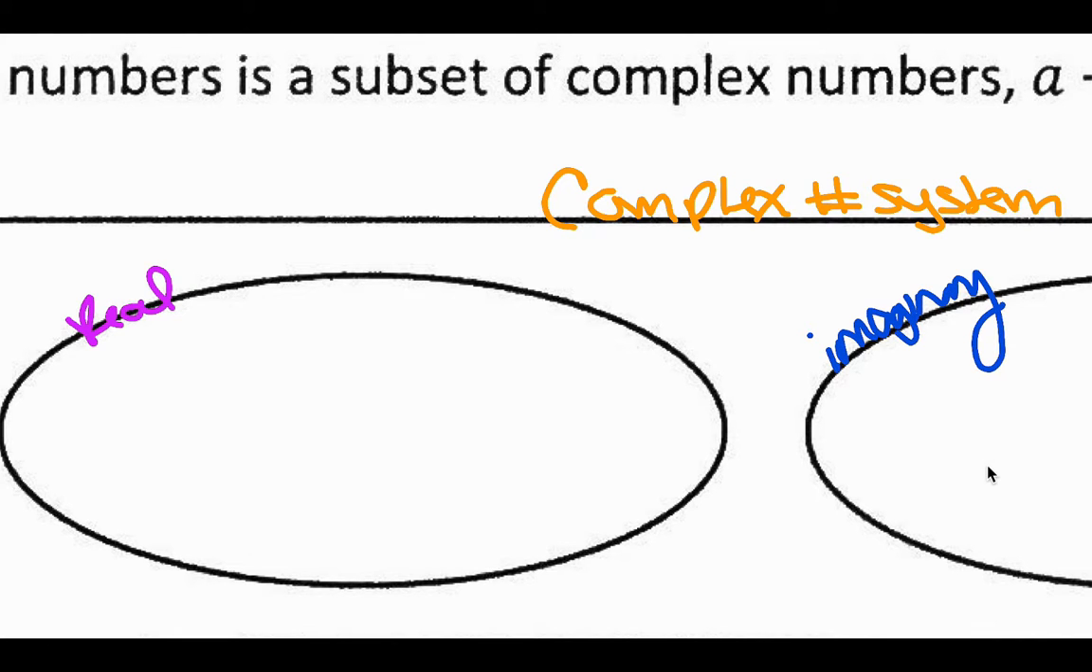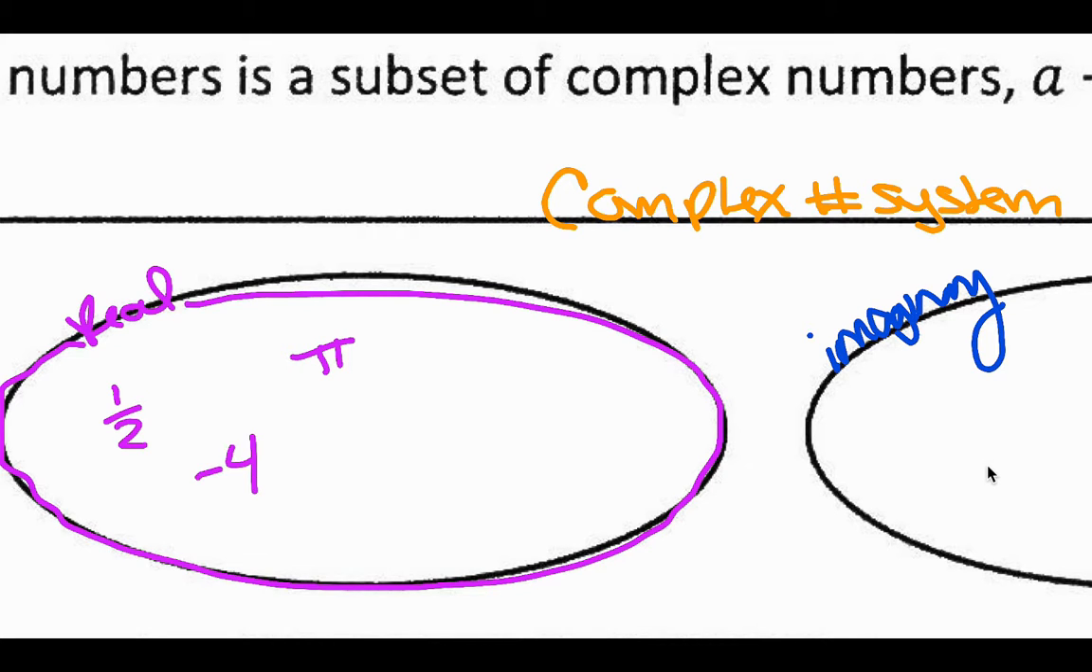So think back to the beginning of the year when we did sets of real numbers, and we had rational numbers, and we had irrational numbers like pi. Then we had integers like the number 4. We had whole numbers like 0, and we had natural numbers like the number 6. So all of those things are real.